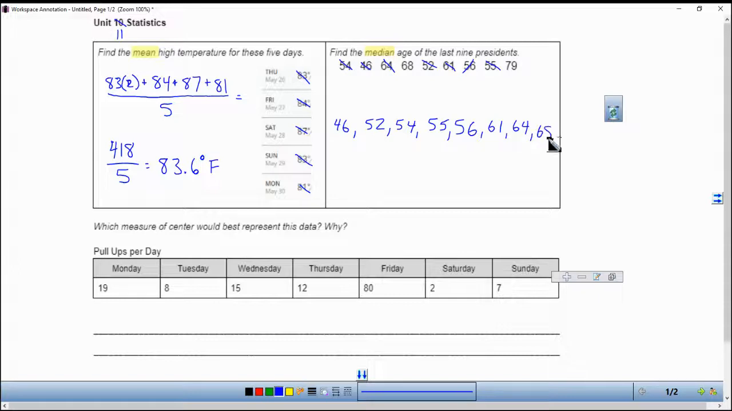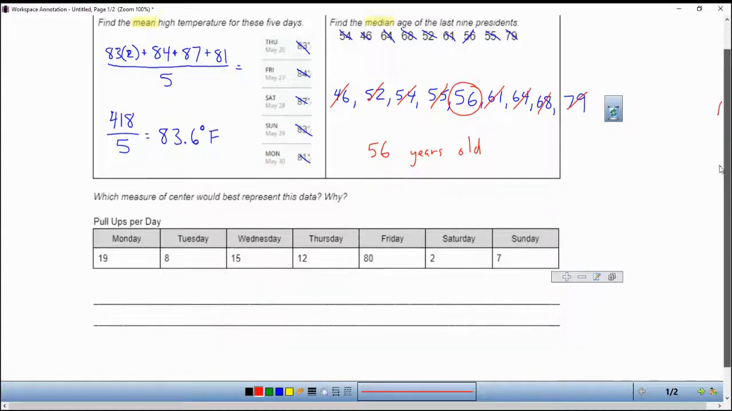Before finding the center number, let's think about how many numbers we're dealing with, because that might give us an indicator of whether we're going to have 1 in the middle or 2 in the middle. We have 1, 2, 3, 4, 5, 6, 7, 8, 9 pieces of data. Since that's an odd number, we're going to have just 1 number in the middle. So I'm going to cross off the least and the greatest until we get to 1 number in the middle, and then we'll stop. That number in the middle is 56, so the median is 56 years old. It's the median age for the last 9 presidents.